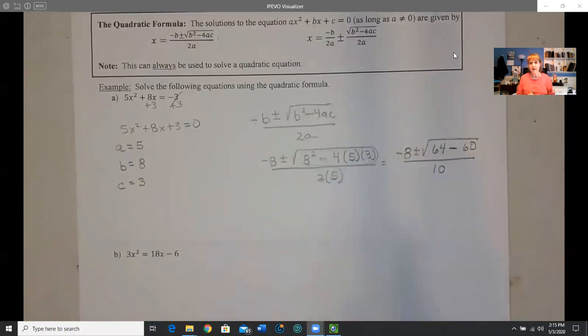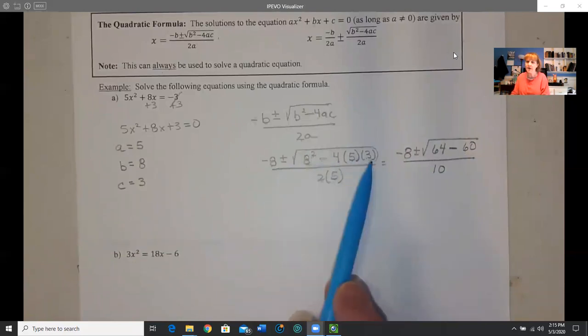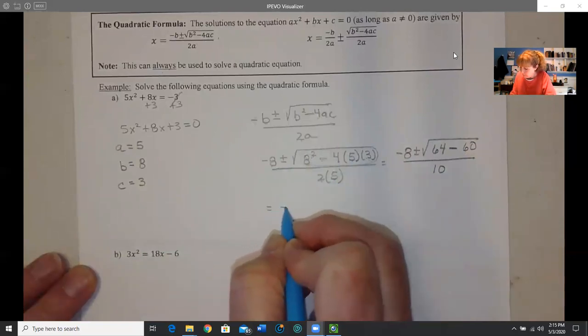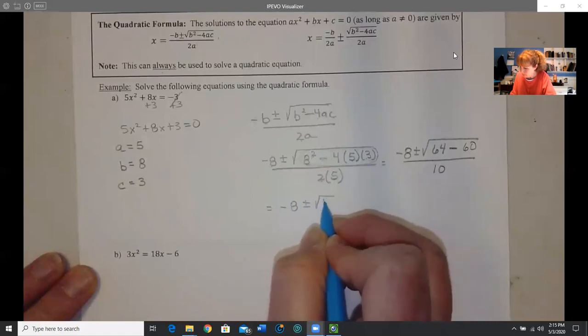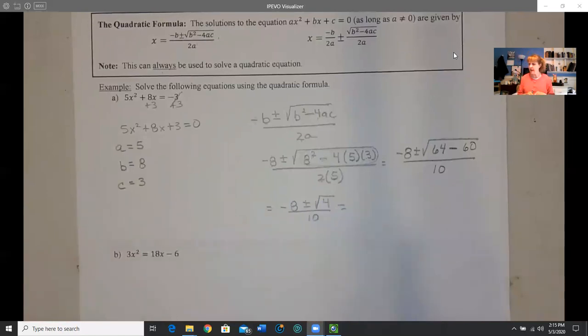All right. So now then we'll go ahead and we'll take 64 minus 60. And again, if you have a calculator, you could just type it in without the radical. Don't put the radical in right now. Just find out what that inside is equal to, and then we'll reduce it. So we have a negative 8 plus or minus the square root of 4. All right, so again, 64 minus 60 is 4.